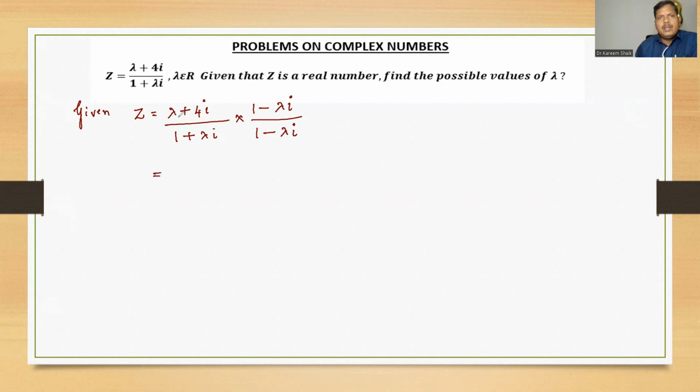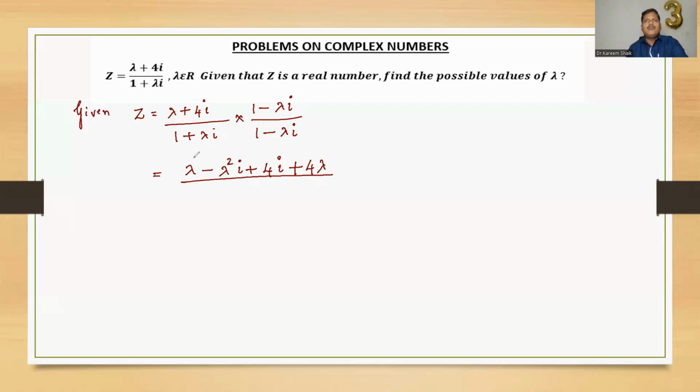So that equals lambda into 1, lambda, plus lambda into minus lambda iota, which is minus lambda square iota. Now 4 iota into 1 is 4 iota. Then 4 into lambda is 4 lambda, and iota into iota, iota square is -1, so negative of negative is positive, so 4 lambda, upon 1 plus lambda iota times 1 minus lambda iota.